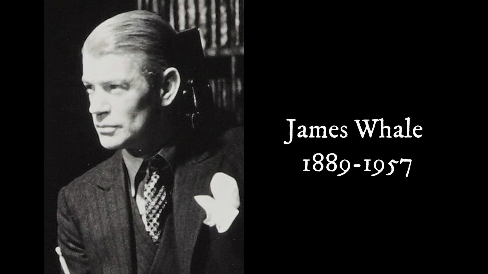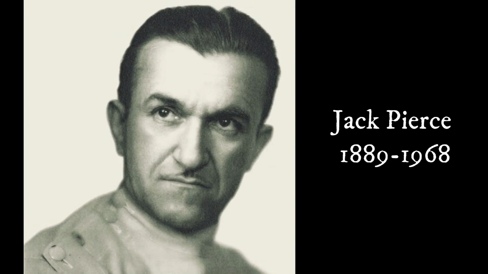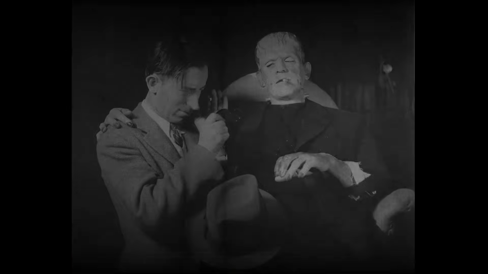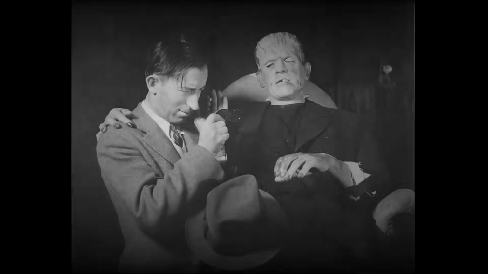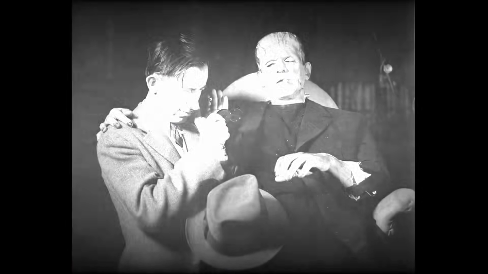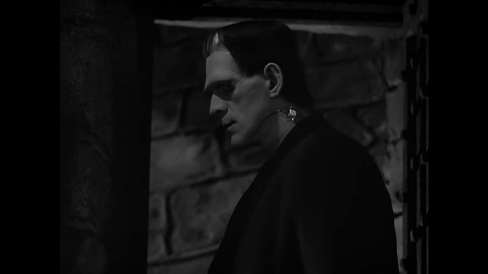To make Frankenstein, Universal had employed James Whale as the film's director, Jack Pierce as head of makeup, and Boris Karloff as Frankenstein's monster, though originally the studio had wanted Bela Lugosi to be Frankenstein. But apparently, James Whale saw the potential in Boris Karloff, who he believed was better suited for the role.